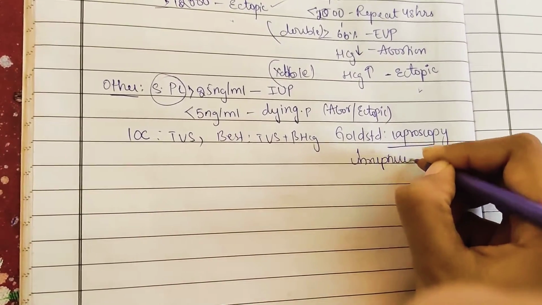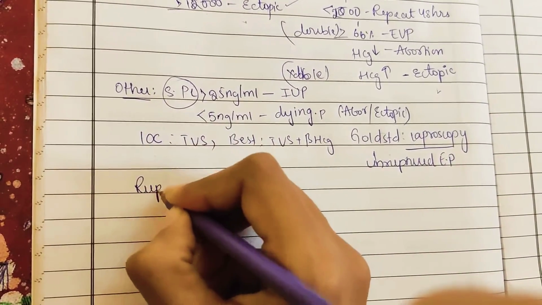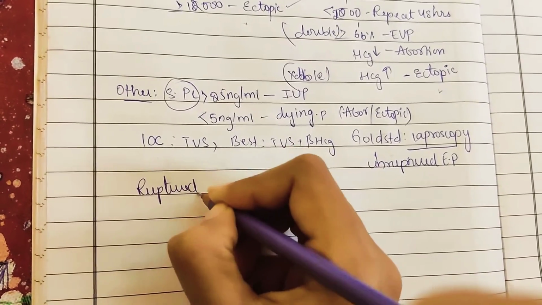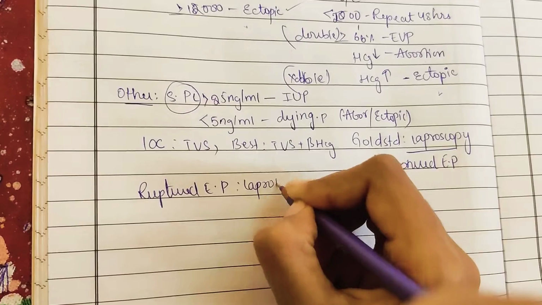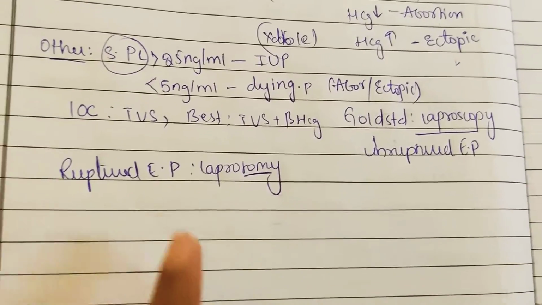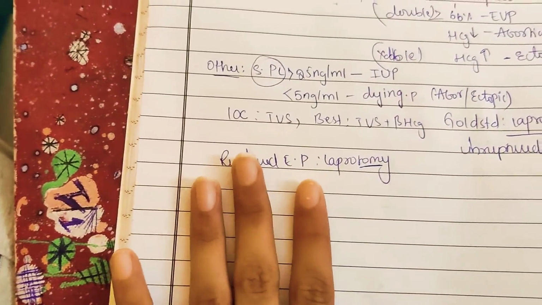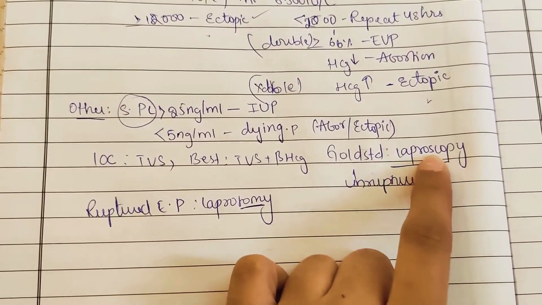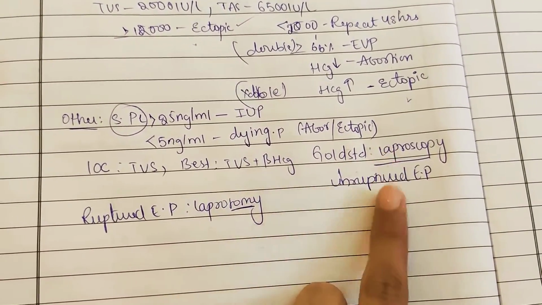unruptured ectopic pregnancy. But in the case of ruptured ectopic pregnancy, the gold standard will be laparotomy. Remember this, laparotomy. The word "tomy" you will get in ruptured. Remember that the "tomy" has already ruptured, like that you remember. But laparoscopy, still you have scope, so it's unruptured, like that you should remember this for sure.